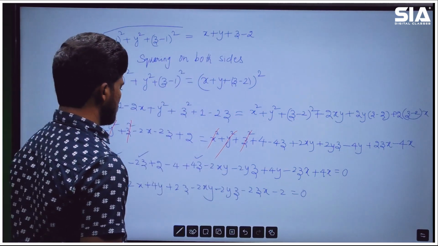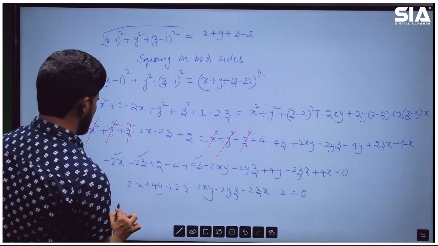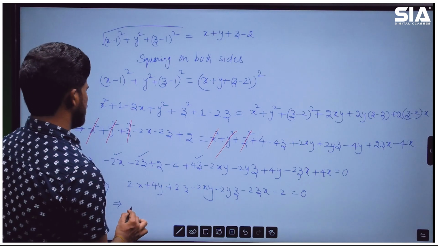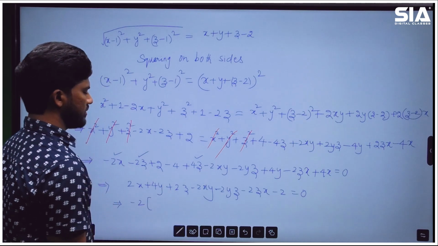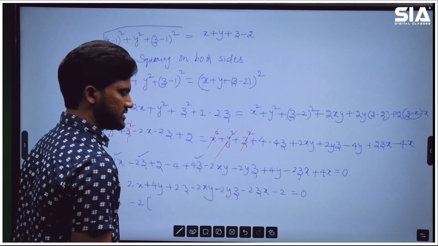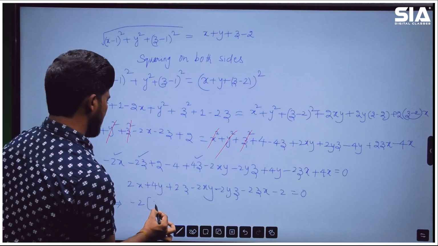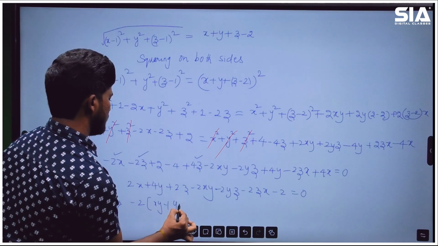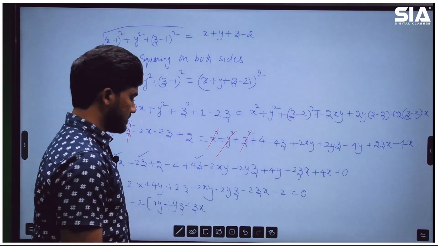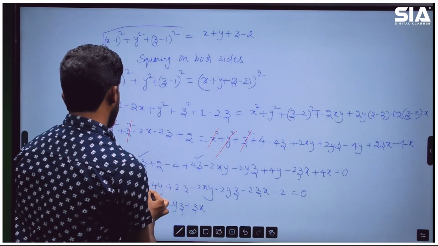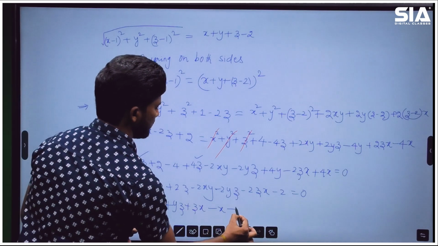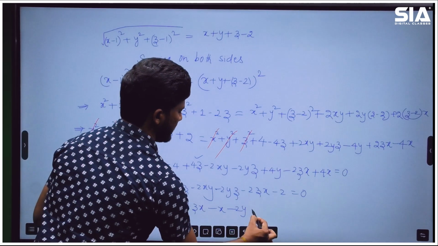Now from this total value, take minus 2 common. If you take plus 2, not a problem, but it is better to take minus 2 common. If you take minus 2 common, first minus 2xy minus yz minus zx, take minus 2 common from them, then xy plus yz plus zx. From 2x, if you take minus 2, minus x; from plus 4y, minus 2y; from plus 2z, minus z.